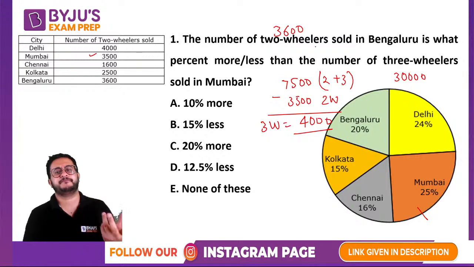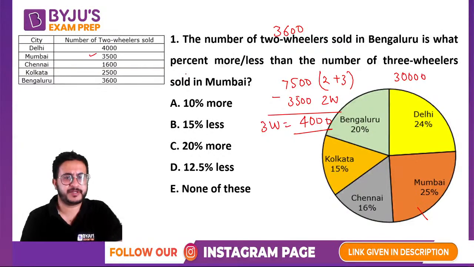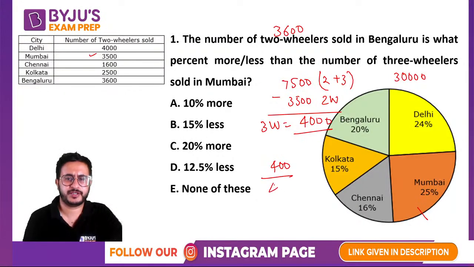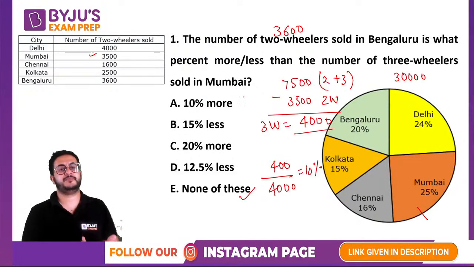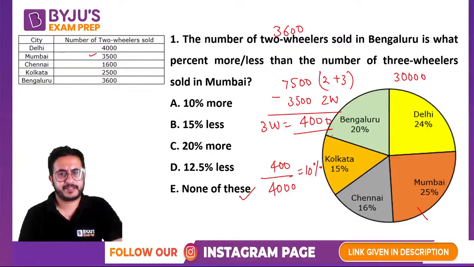Now it is asking the number of two-wheelers is what percent less or more. Two-wheelers in Bengaluru is less by how much? By 400. Less by 400 than what? Than the number of three-wheelers in Mumbai. So 400 by 4000, that is 10%. So 10% less. Now there is an option 10% more. Do not mark 10% more because it is 10% less.